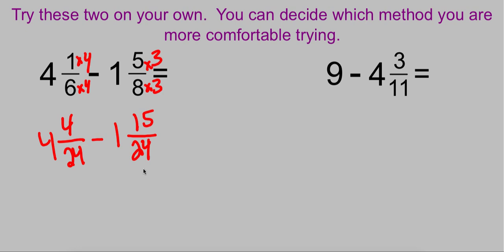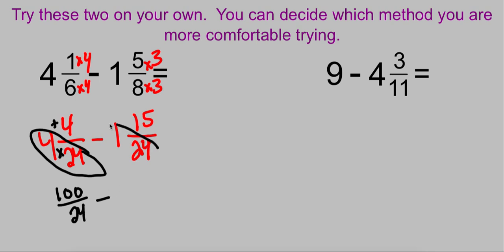And then here's where I notice that I have to do something. I can do 4 minus 1, but I can't do 4 minus 15. So I got to get creative. In this case, let's do our improper fractions. Going to be some big numbers. That's okay. 4 times 24, that's going to be 96. Plus 4 is going to be 100 24ths. Here, 1 times 24 is 24. Plus 15 is going to give me 39 24ths.